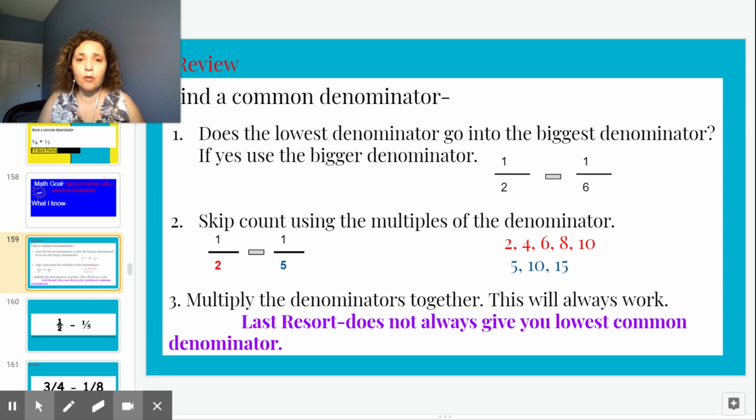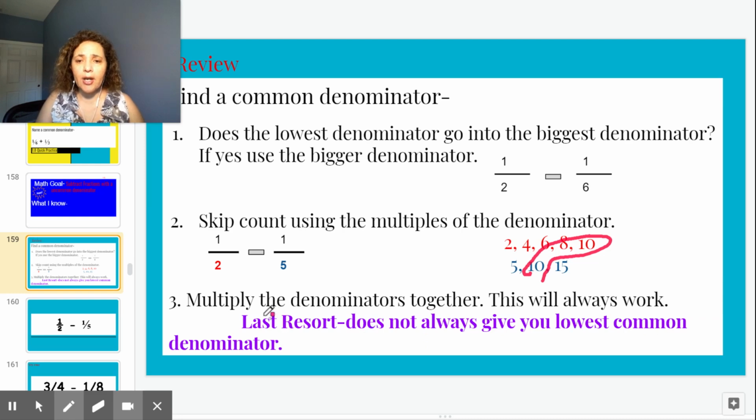Second, skip count using multiples of the denominator. So denominator of 2, denominator of 5, I'm going to skip count. 2, 4, 6, 8, 10, 5, 10, 15. What do they have in common? Well, I can see that they have 10 in common, so I would use 10 as my common denominator, okay?